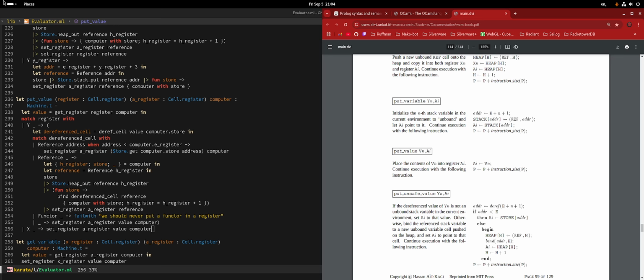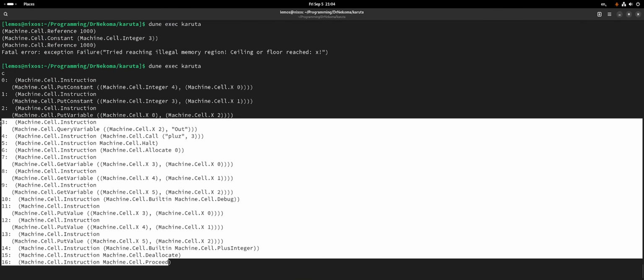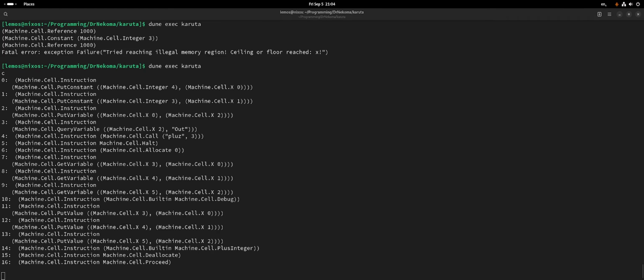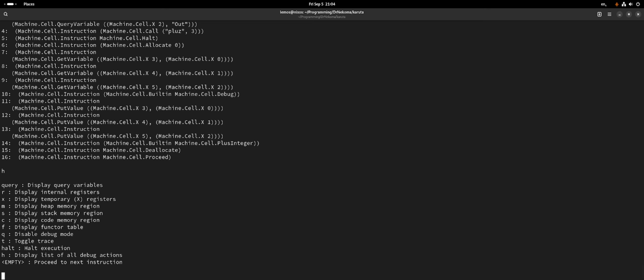Okay, so let's look at the code again. Do you think the code is correct? This generated code? We need to start somewhere. Okay, we're putting the constants in the registers. We're putting a new variable in the register. We're calling the predicate. The predicate shuffles the registers a little bit: X0 to X3, X1 to X4, X2 to X5. We call the debug built-in. Then we do the put values, which is just the reverse operation. And then we just call the plus integer and we deallocate and return and proceed actually.